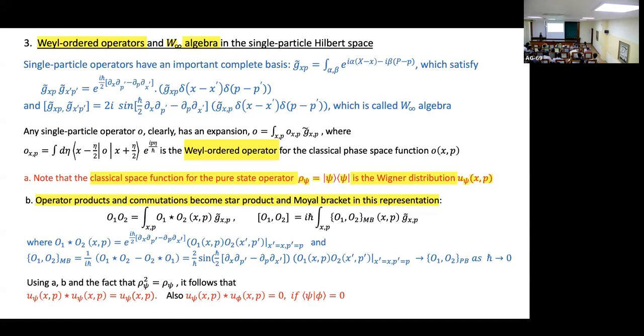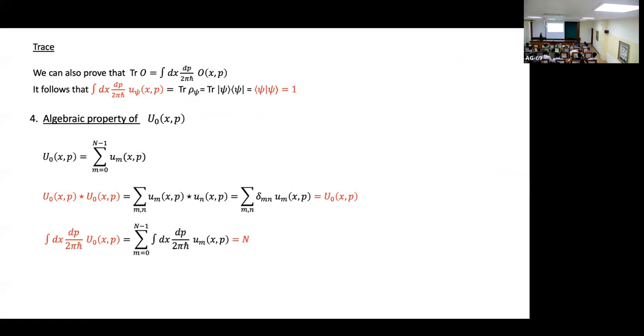Also, if psi and phi are orthogonal, then you can show that the star product is equal to 0, because when you are doing star product in the phase space, you are basically doing operator product in the Hilbert space. Using these two, you can easily do it. Also, the trace of an operator is just an integral of the phase space function. That also is easy to show.